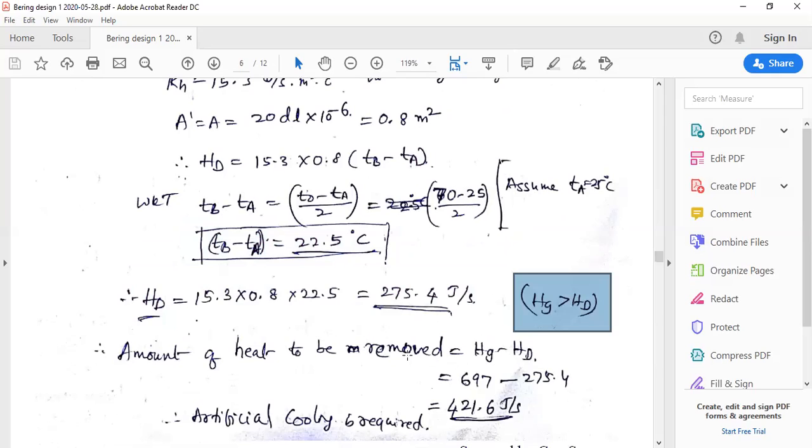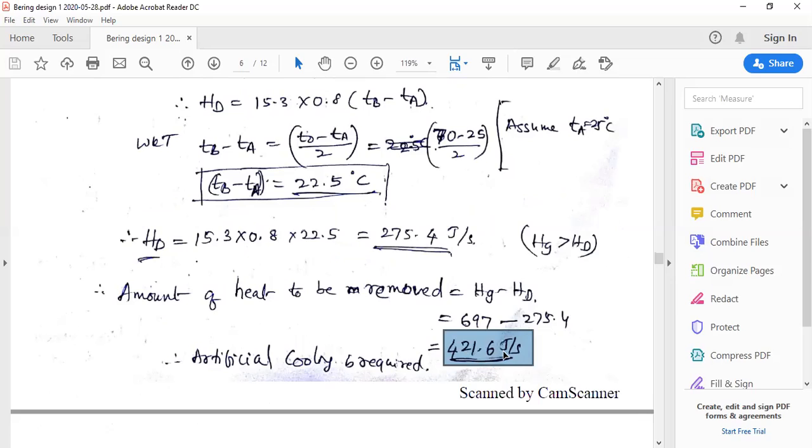So what is the amount of heat that is to be extracted from the bearing, or removed from the bearing? That is Hg minus Hd. So Hg is 697 minus 275, that is Hd. The value we get here is 421.6 joules per second. So this is the amount of artificial cooling that is required here, to remove the heat of 421.6 joules per second.